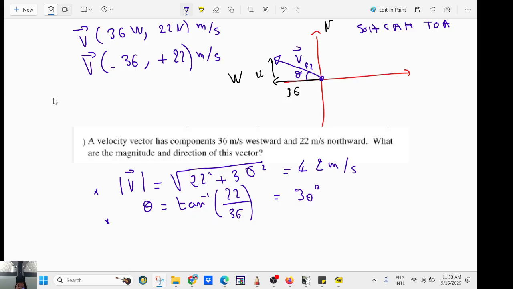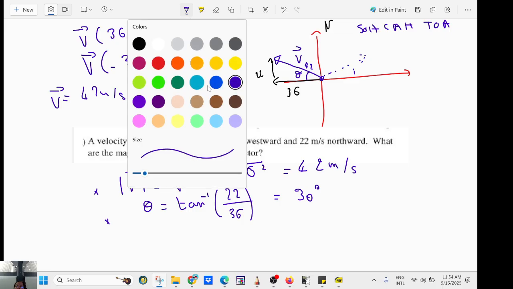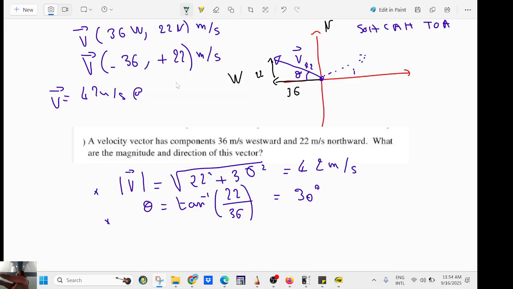But if I write here V equals 42 at 30 degrees, then people are going to be confused. They're going to think that I'm talking about this angle here, right? That could be 30. So we don't want people to be confused. So instead we are using the standard notation. If you use the standard notation, you go from the positive x-axis all the way around. So that's going to be the angle. This angle here is what? So this is 180. This is 30. 150.